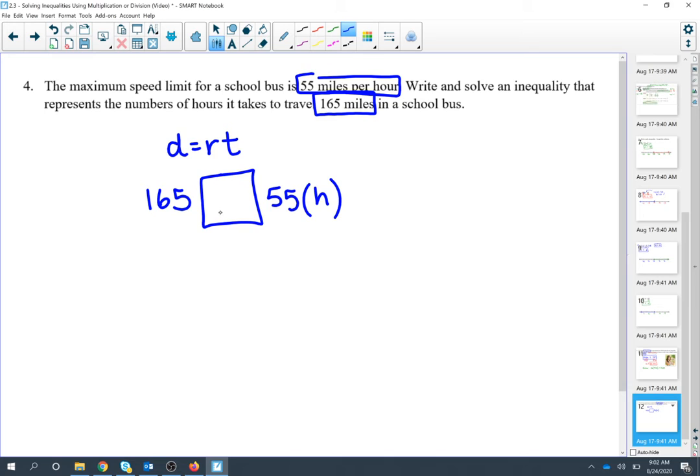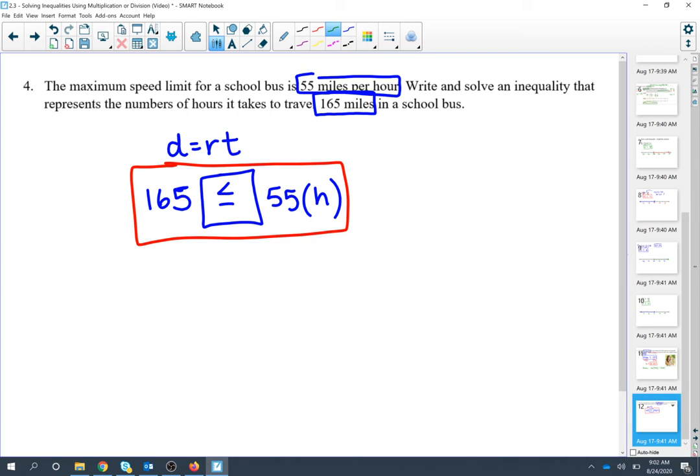Now, the question is, which sign do we put in here? In order to answer that, I'm going to say, okay, well, 55, yes, is the maximum speed we can travel. We could travel 55, we could travel 45, we could travel less than that. But we're only traveling 165 miles, which means 165 has to be less than or equal to our rate times our time, because we're not going to travel any more than 165 miles. So that's going to be the less than side. This would be our inequality.